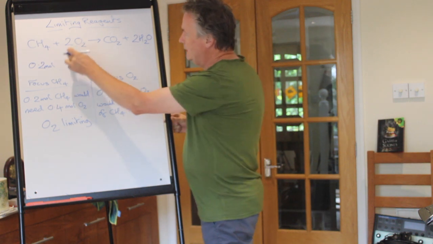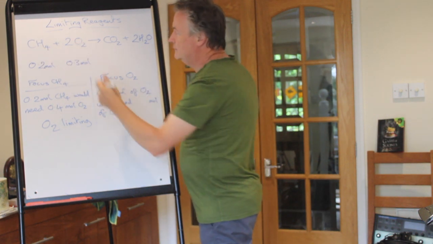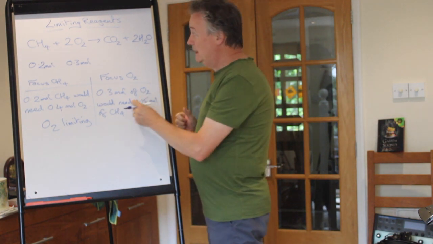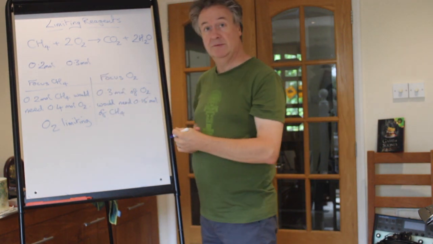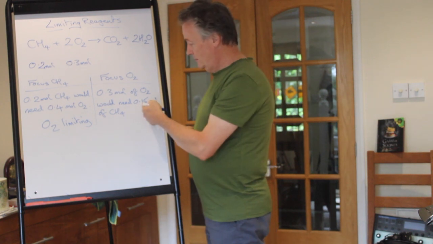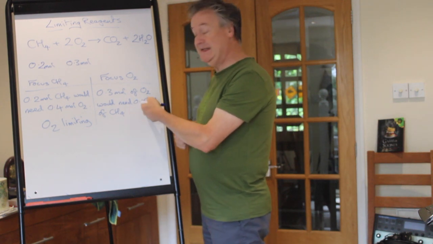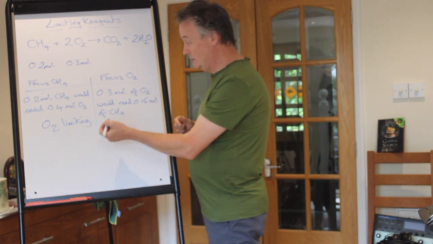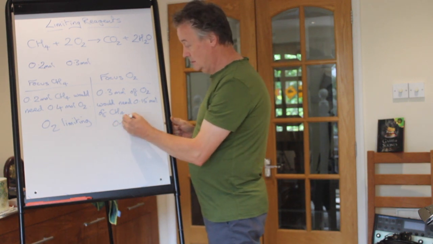Well, 0.3 moles of oxygen would need half the number of moles, so it's 0.15 moles of methane. You've got 0.2 moles of methane, so you've got more methane than you need to get rid of all of that oxygen, so the methane is in excess and the O2 is limiting.